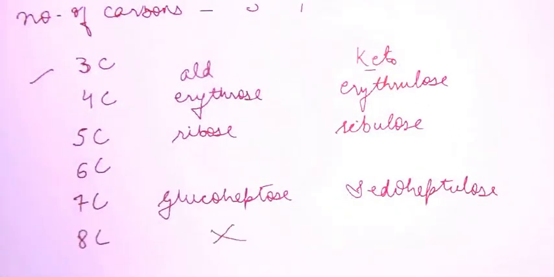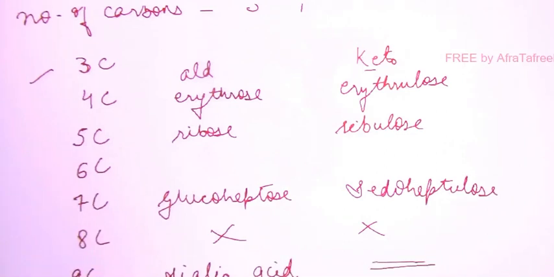Then there is no carbohydrate with 8 carbons, so we don't have any example here. In case of 9 carbon, there's a modified 9 carbon aldehyde sugar known as sialic acid or N-acetyl neuraminic acid, but there is no keto form of 9 carbon carbohydrate, right? So no example again here.